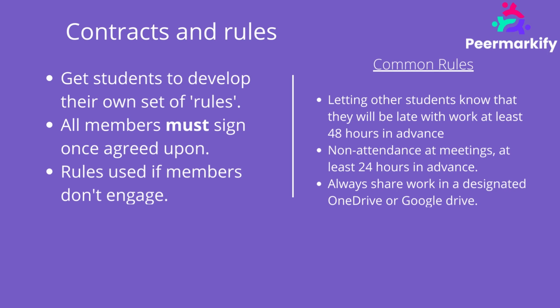Contracts and rules are really important for setting expectations again. So, right at the beginning of the project, give students the opportunity to develop a set of rules of engagement, or even team contracts, you might call them, for how they're going to behave throughout the module within their teams. What's expected? What do you want to encourage? What do they not want to encourage?